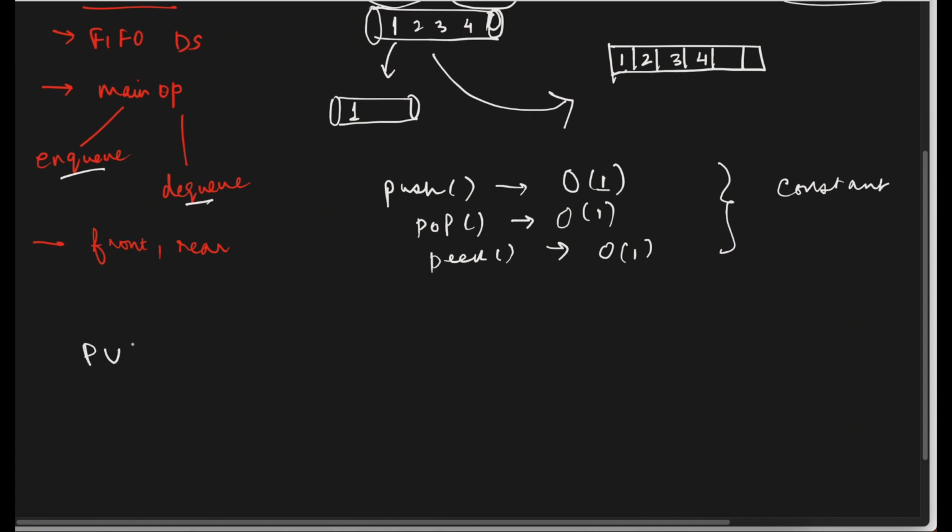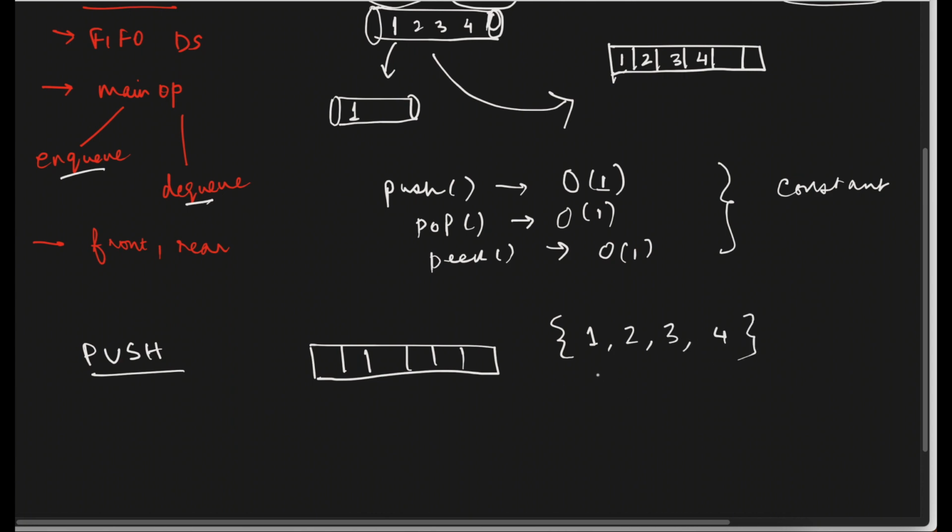The first operation is push. I have an array. I'll write this again, and I want to push elements to my array. So what are the elements I want to push? Let's have a data set of 1, 2, 3, 4. Simple. Now these are the elements I want to push to my array, which is a queue actually.